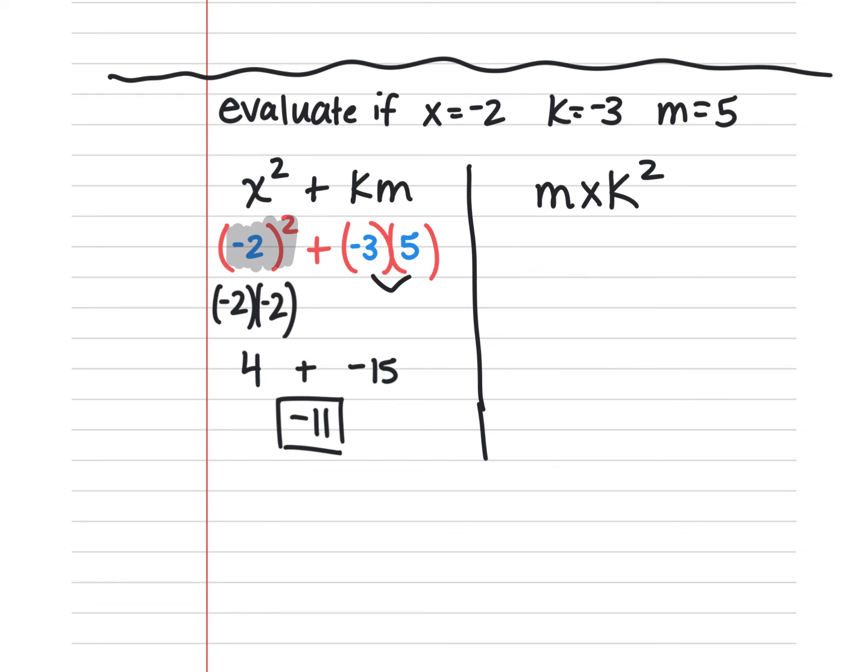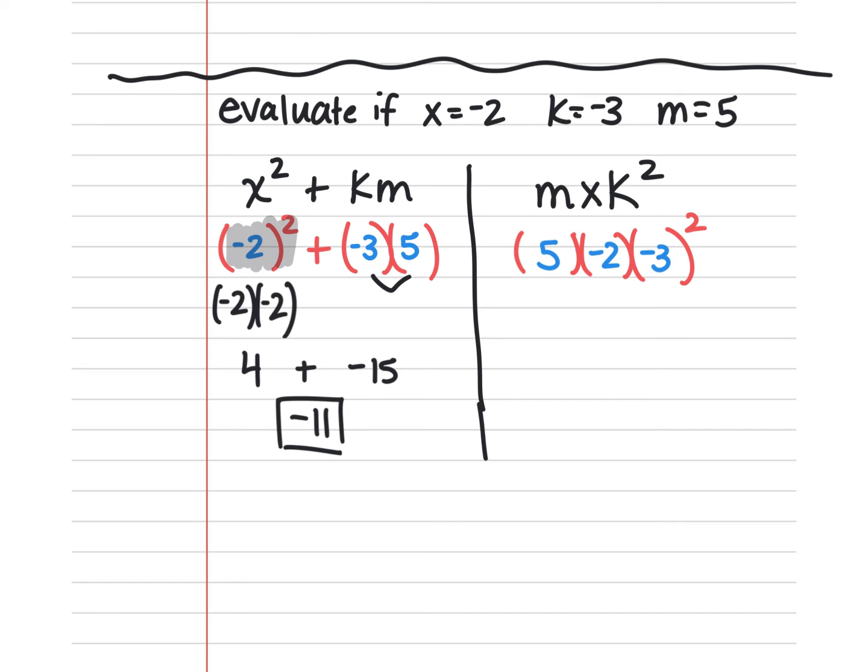All right, let's try the second one. Same thing. First thing you need to do, if you didn't copy it, copy it. Then you're going to put three parentheses and a squared back there. Again, that's your first step. Now let's fill in what we know. So m is 5, x is negative 2, k is negative 3.